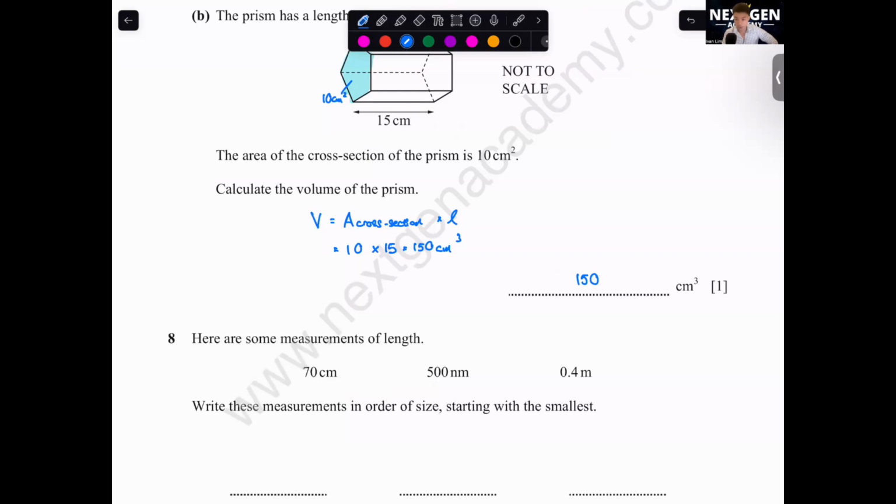Okay, change it all to the same units. Which unit will you all change it to first? We've got cm, nm, and m. How would you all normally do this question here? Okay, change it to cm. Will all of you change it to cm? Do you know how to change nm to cm? Do you know how to change meter to cm?